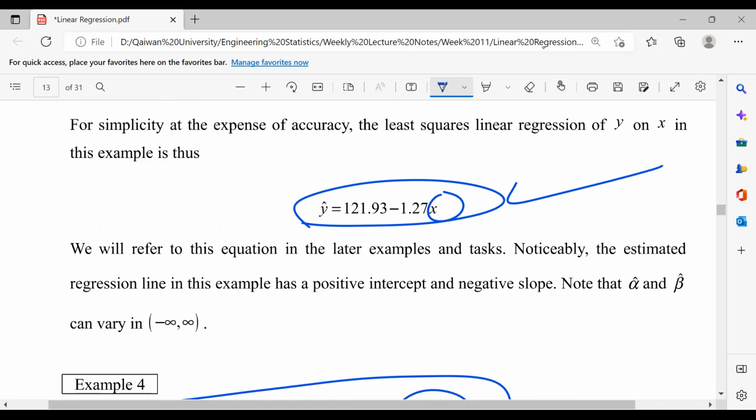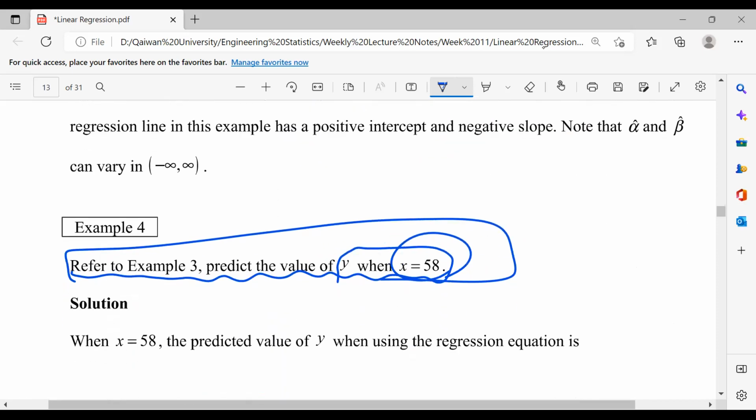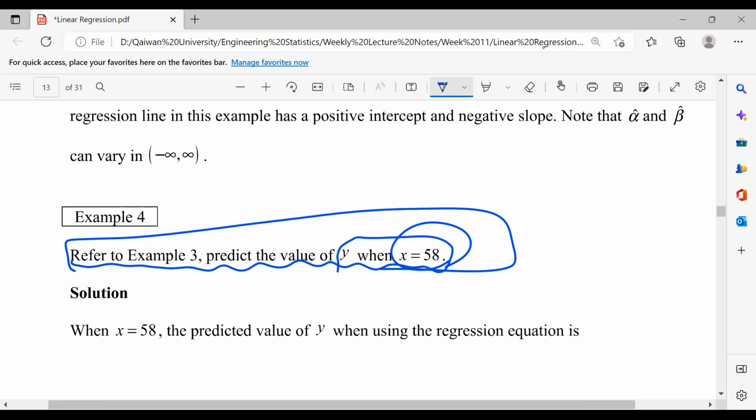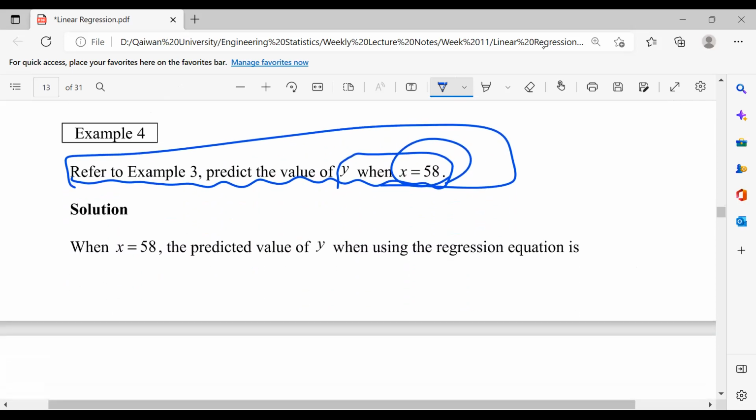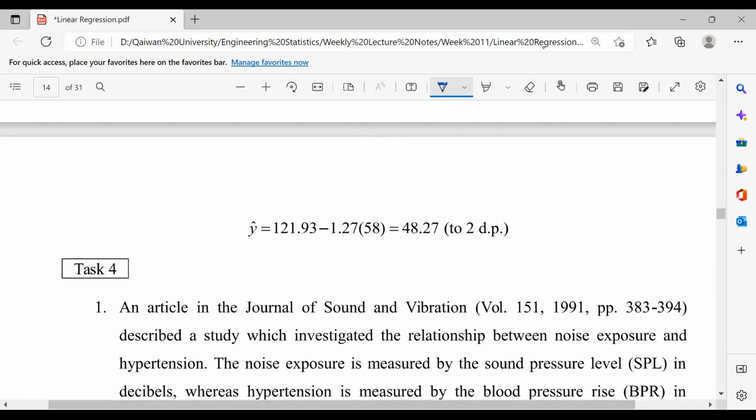Okay? We must have the equation. Then we can find the value of y. Okay? That's it. Here we just replace x by 58 and we get 48.27.